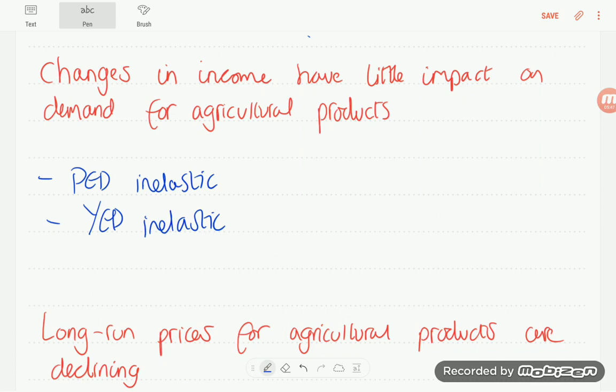So demand for agricultural goods is generally income inelastic. For example, as your income changes, your demand for food products isn't likely to change that much. You still need to buy enough food to survive.